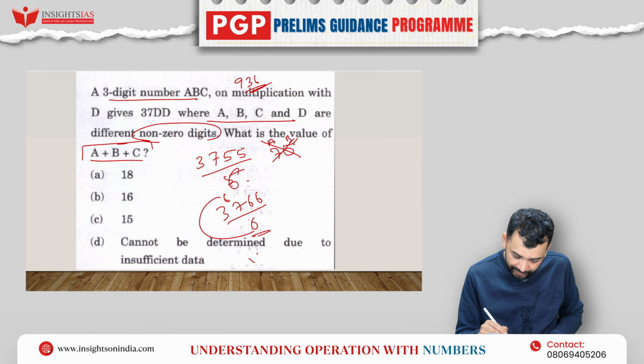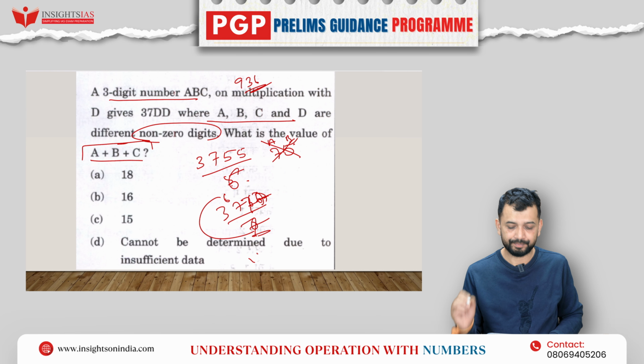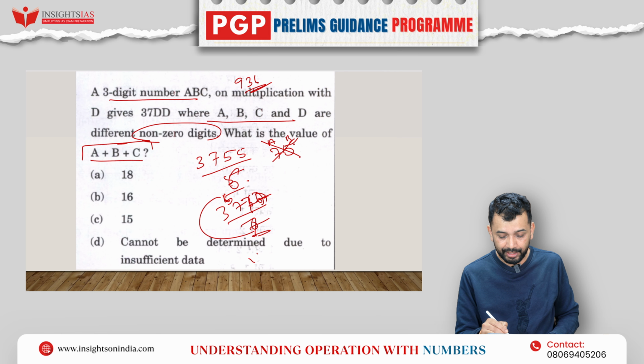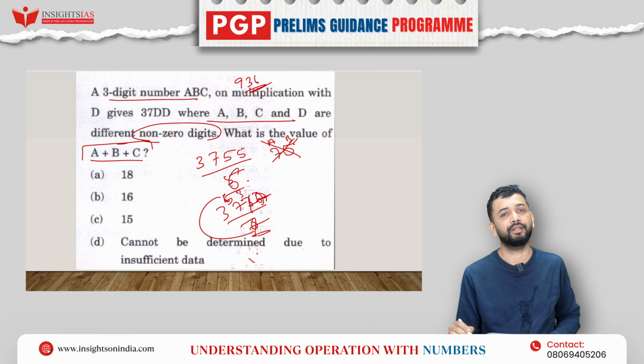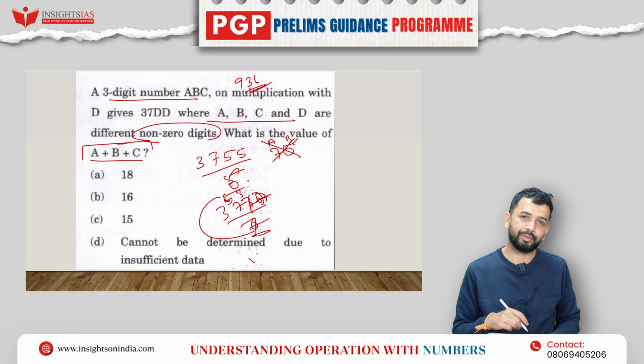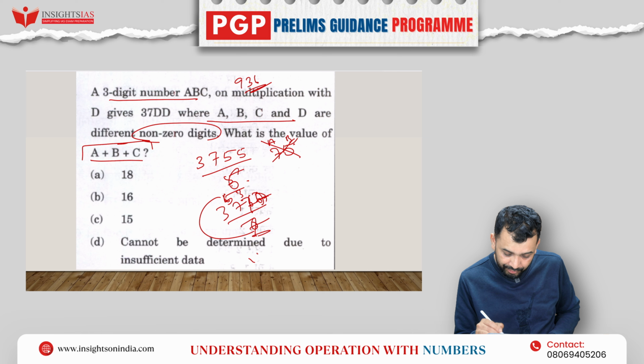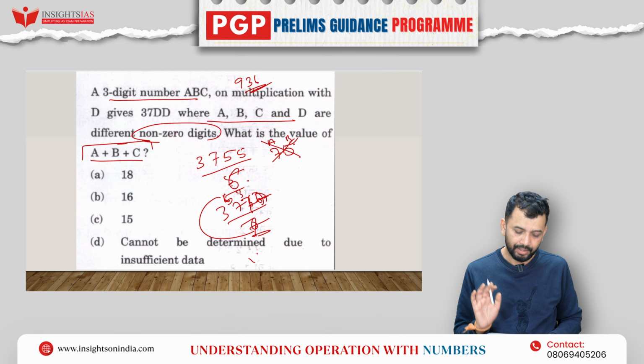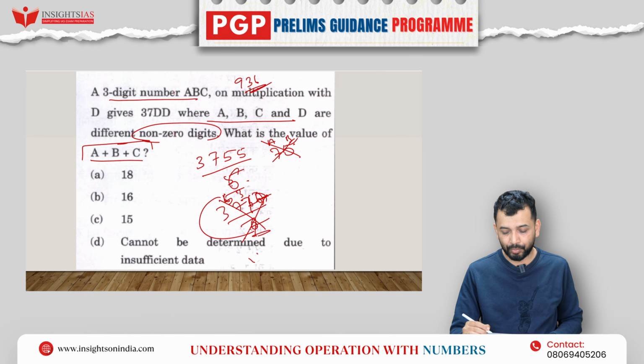So I can go with 3777 divided by 7. Now what will happen? 7 5s are 35, 27 will be left out. 7 3s are 21. So if it is 21, how much will be left out? 6 will remain. So it is not divisible by 7, which means 7 is also not a possibility.